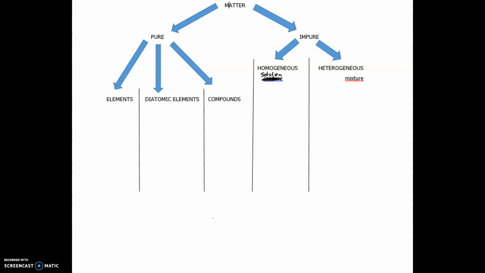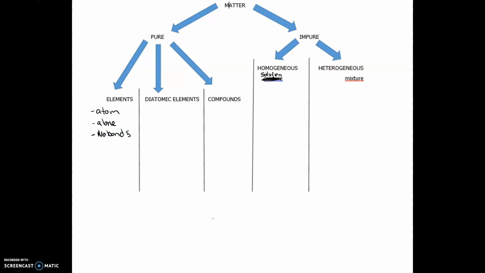Okay, I'm going to go over the matter concept map one more time because it is important that you remember this. So matter can be broken up into pure and impure substances. In order for it to be a pure substance, it either has one element, or one diatomic element, or the same compound. So an element, just to go over, is a single atom. It's alone, which means no bonds.